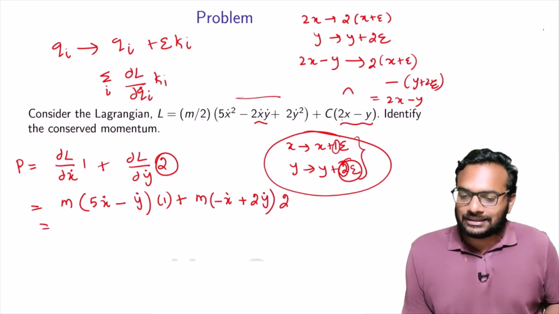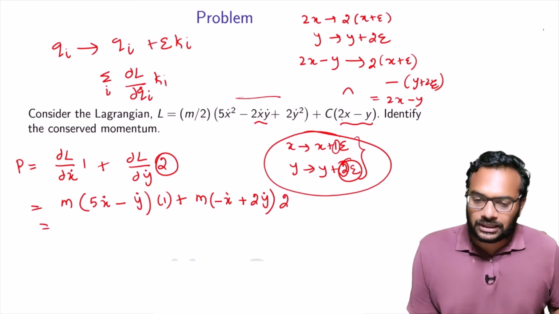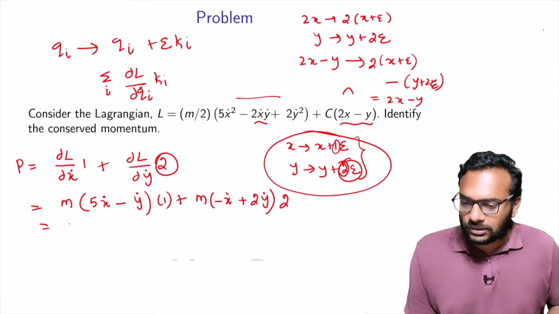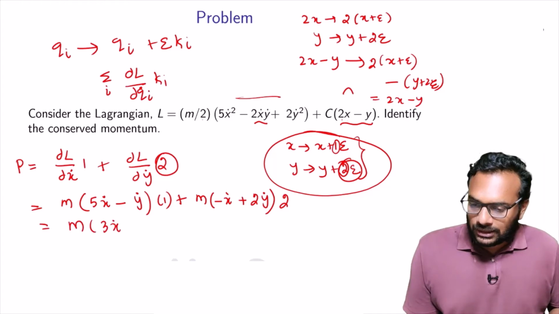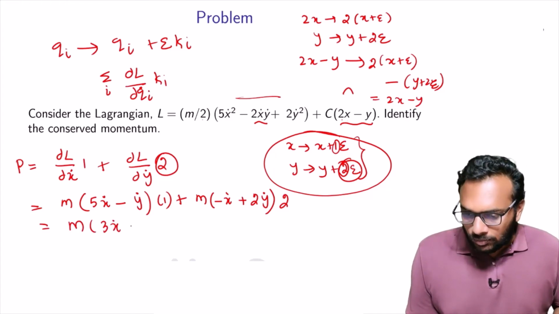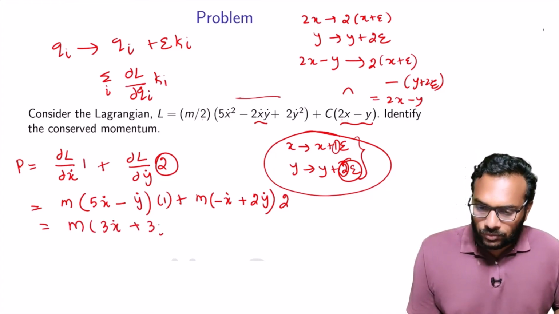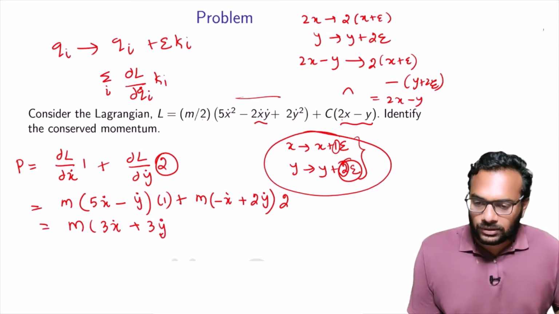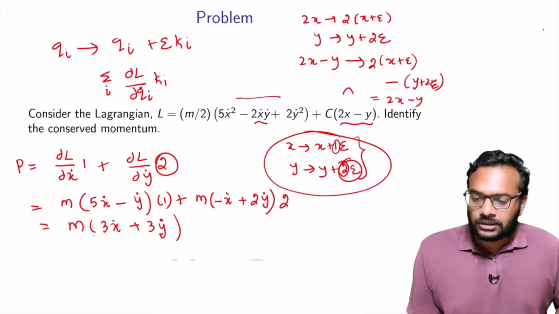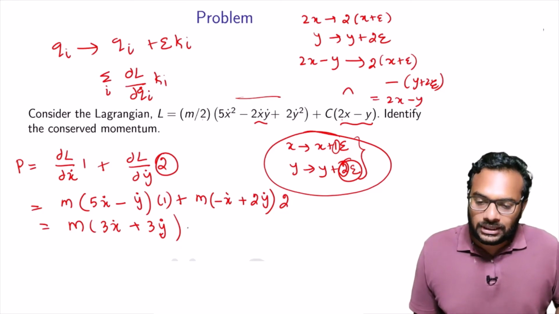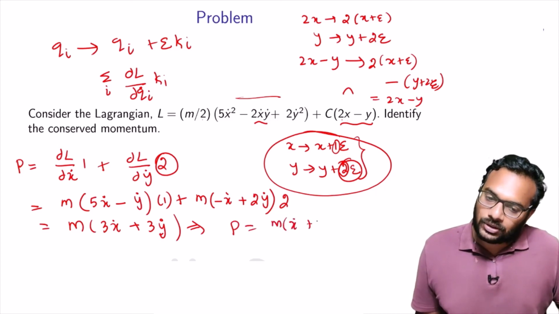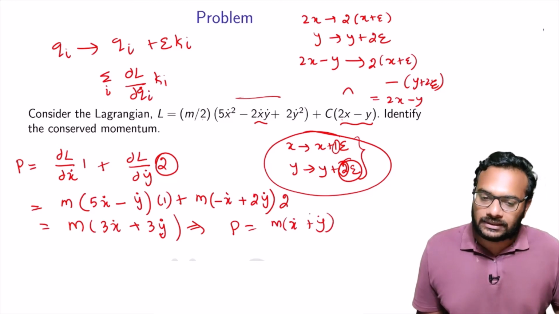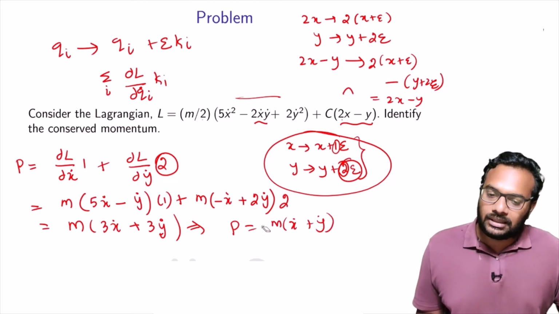Now we can easily simplify this because we have got a 5ẋ here, minus 2ẋ, that becomes 3ẋ. So that is m multiplied by 3ẋ plus 3ẏ, because we have got a 4ẏ here and minus ẏ. So that's 3ẏ. So this overall factor 3 is not important. This means that the simplest conserved quantity that you can talk about is P equal to m multiplied by (ẋ plus ẏ). If this is a conserved quantity, then 3 multiplied by this also is a conserved quantity.